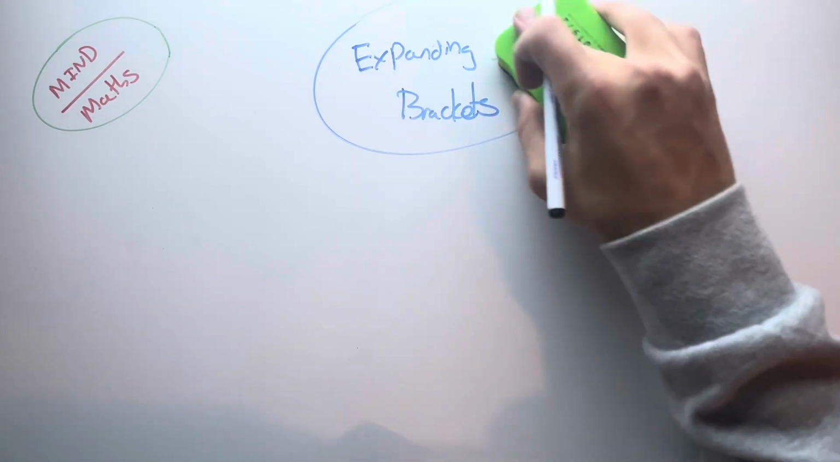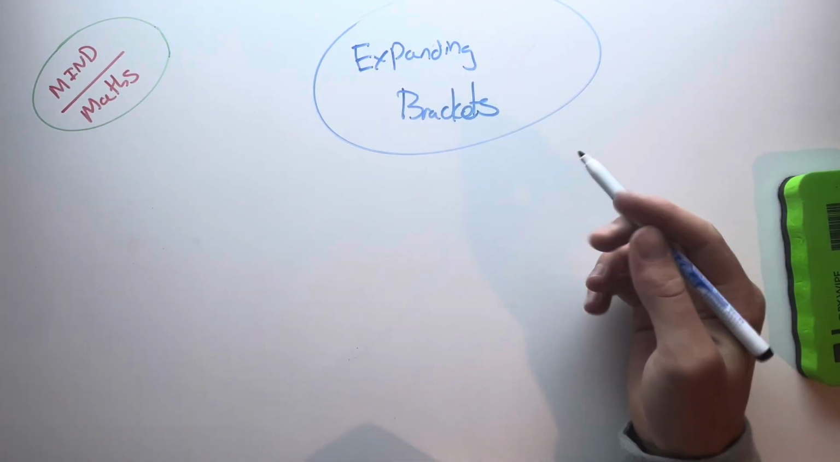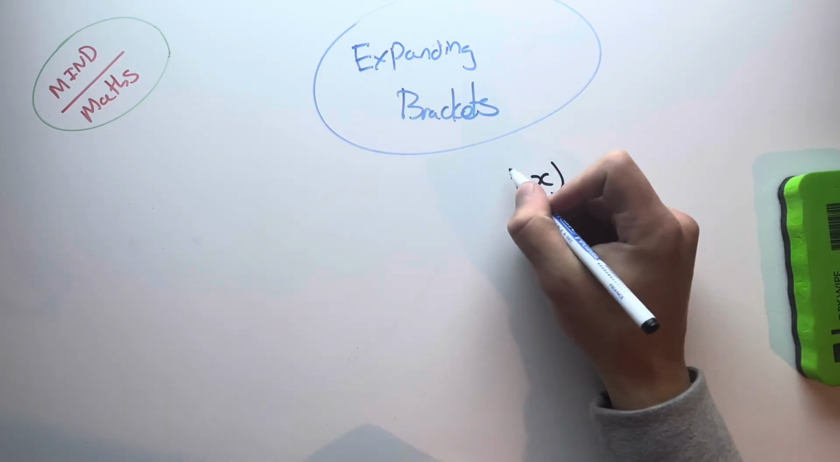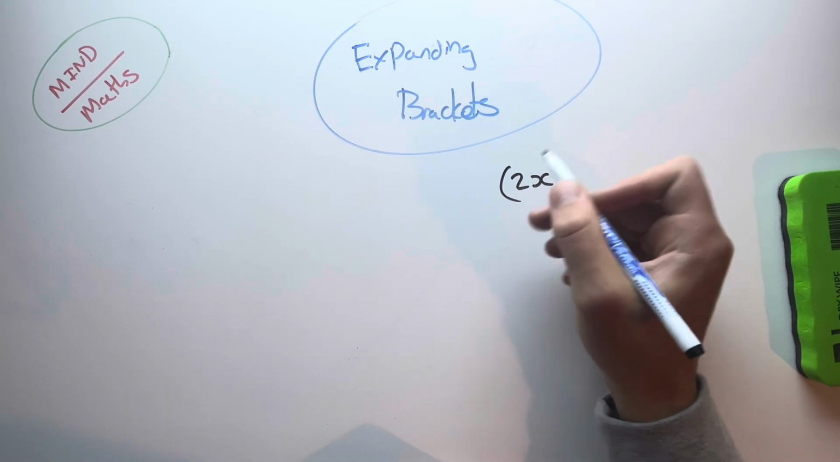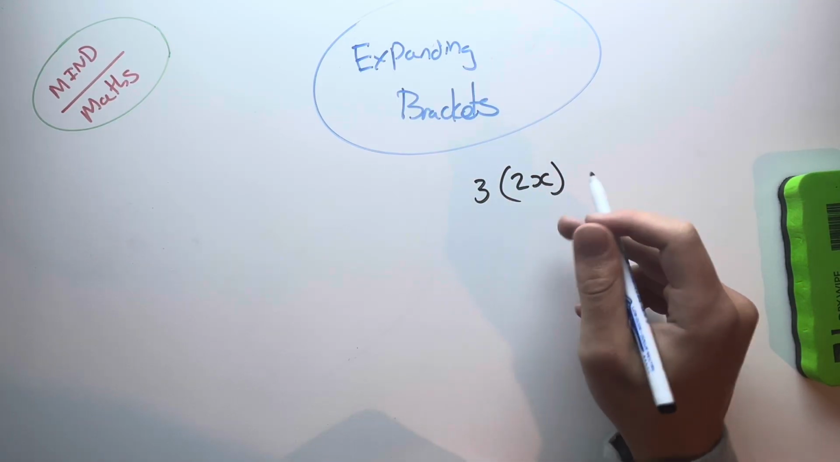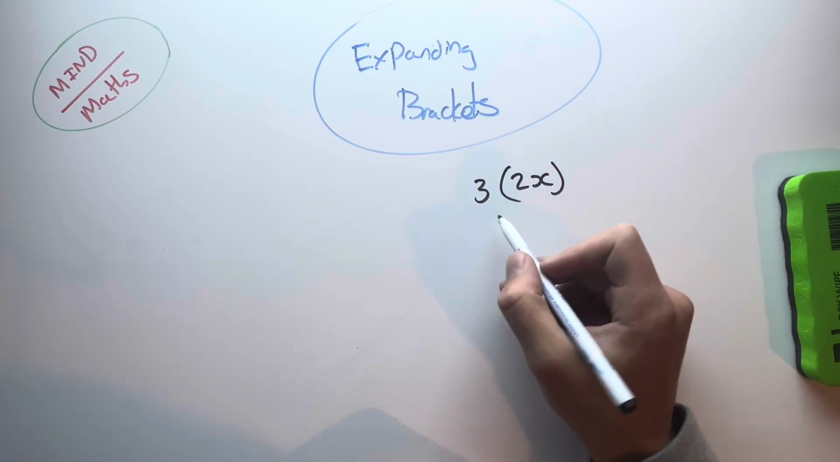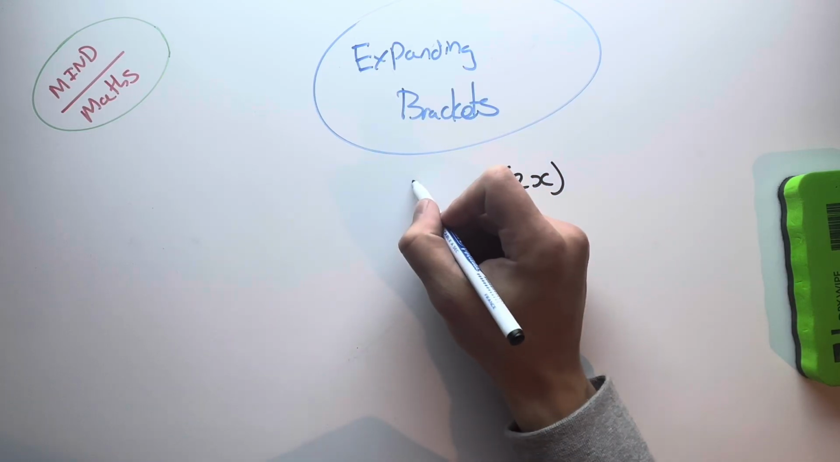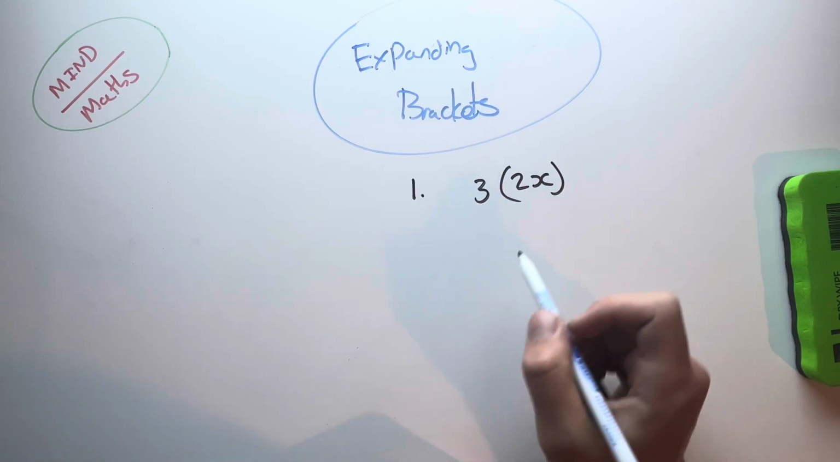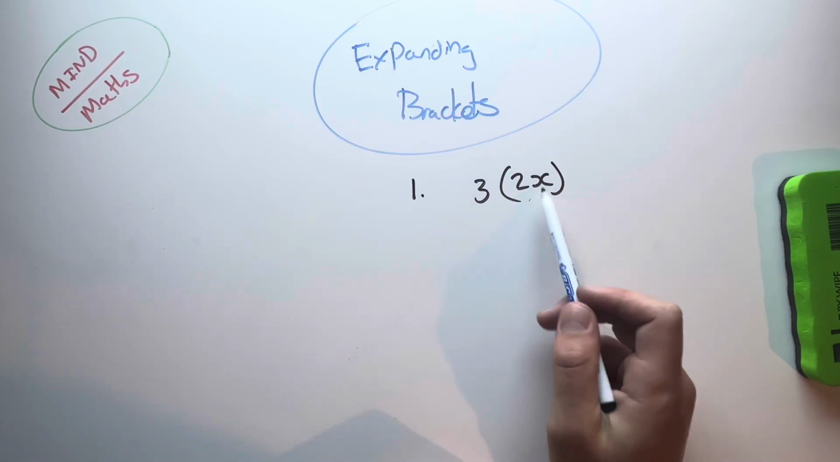So what you're really doing is, say if I have 2x and I'm timesing it by 3, you're trying to get rid of the brackets. The first rule that we'll come across is where there's something outside the brackets. You're simply timesing it by what's in the brackets.